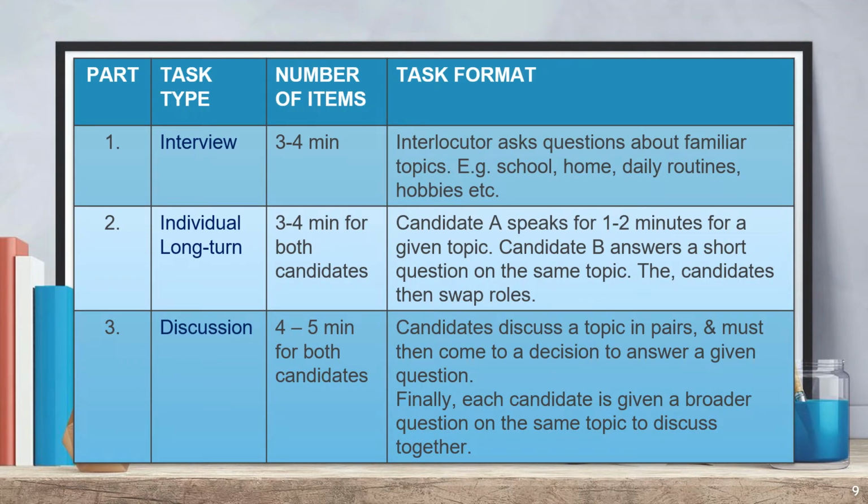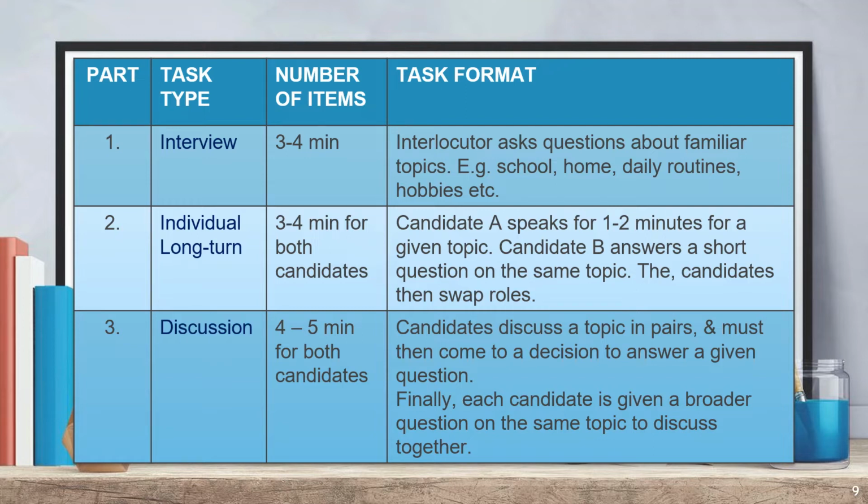Okay, let's look at each part. The first part is the interview session where the interlocutor asks questions about familiar topics, for example, school, home, daily routines, hobbies, and others. This will be about 3 to 4 minutes and both candidates will be asked the questions.